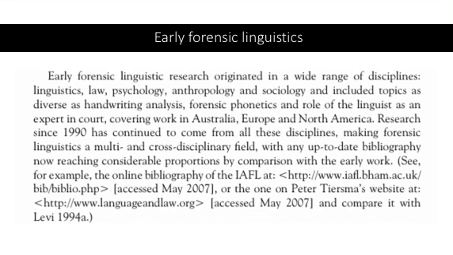Early forensic linguistic research originated in a wide range of disciplines: linguistics, law, psychology, anthropology, and sociology, and included topics as diverse as handwriting analysis, forensic phonetics, and the role of the linguist as an expert in a court, covering work in Australia, Europe, and North America. Research since 1990 has continued to come from all these disciplines, making forensic linguistics a multi- and cross-disciplinary field, with an up-to-date bibliography now reaching considerable proportions by comparison with the early work.